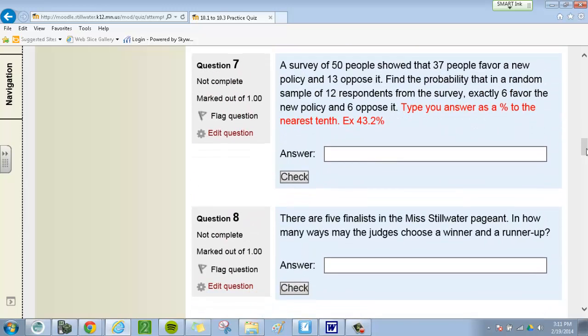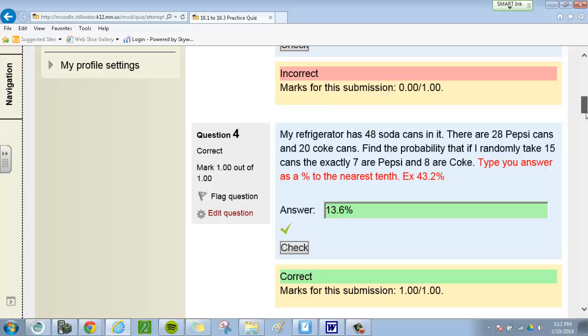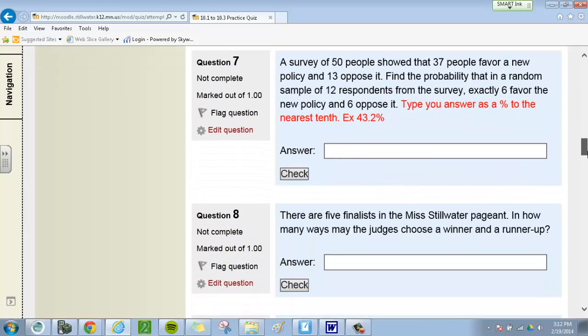Okay, a survey of 50 people showed that 37 people favored a new policy and 13 opposed it. Find the probability, in a random sampling of 12 respondents from the survey, that exactly 6 favor the new policy and 6 oppose it. Well, this is just like the Pepsi problem, but now instead of Pepsi and Coke, we have people who are for something and against something. It's the same thing. Kind of a difficult problem, though.